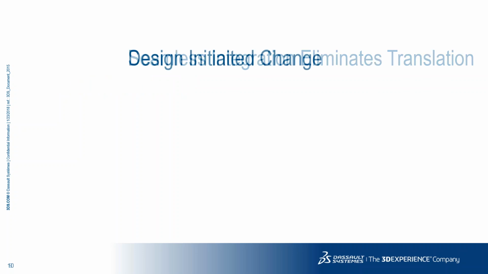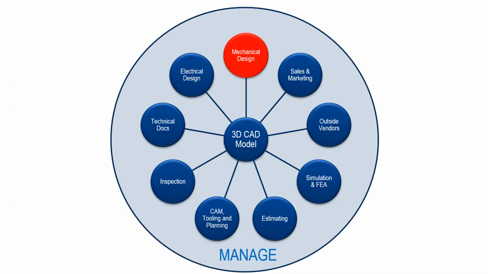So let's look at why it's important that you have an integrated process. Let's say you have a design initiated change. Maybe your mechanical engineering department, your industrial designer, or you get new requirements from your customer or your marketing department. In a design initiated change, the designer can update the CAD model. Then you want to be able to manage that. You want to make sure that the change that was made is approved. That's where SolidWorks PDM would come in.